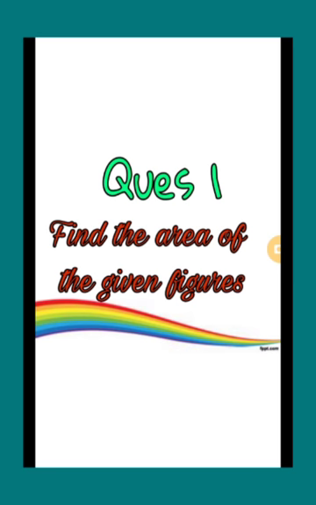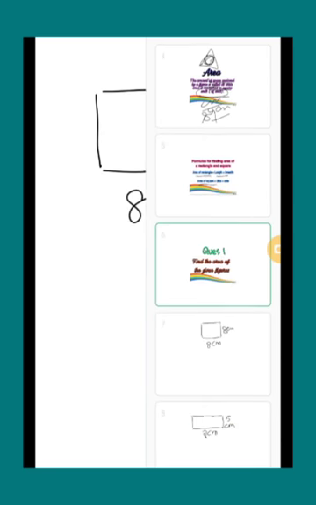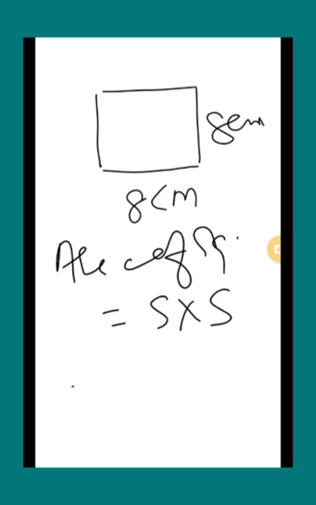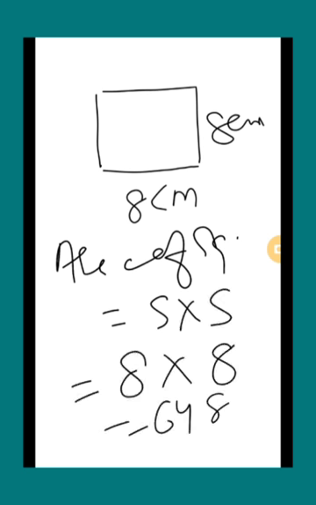The first question is find the area of given figure. The first one is, in this length is 8 cm and breadth is also 8 cm. So this is a square. So area of square is equal to side multiply side, which is equal to 8 multiply 8. 8 8s are 64 square centimeter is the answer.